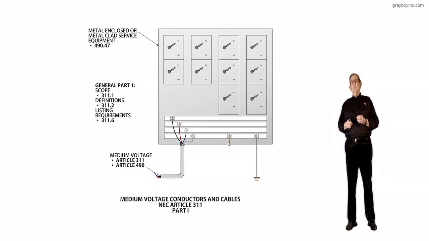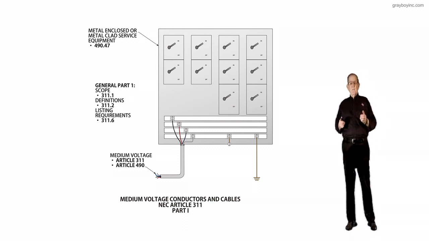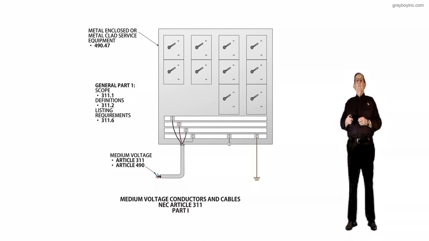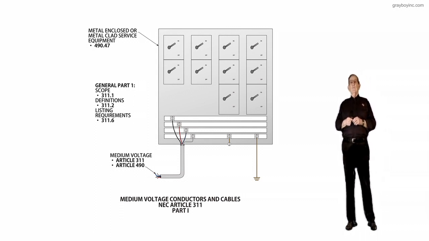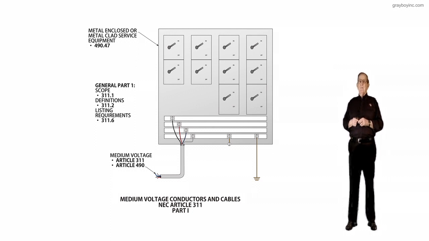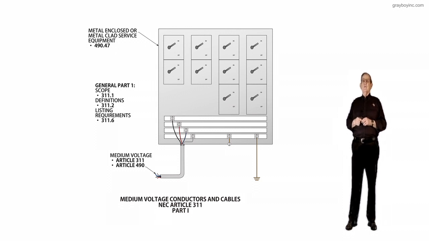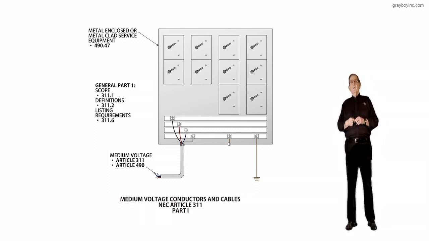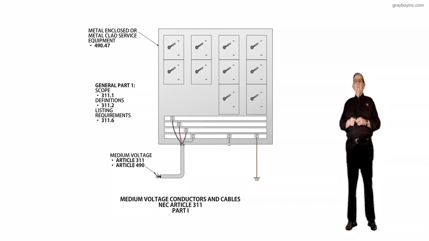Now, first of all, what type of equipment do we have here? What's involved? We'll notice that for metal enclosed or metal clad service equipment, we go to Article 490.47, and if you were dealing with circuit breaker type equipment, as you see in the illustration, maybe, we'd be looking at 490.21 A and B for circuit breakers and fuses.